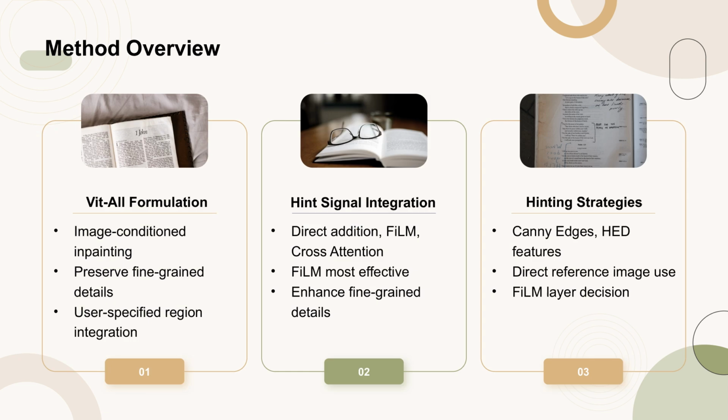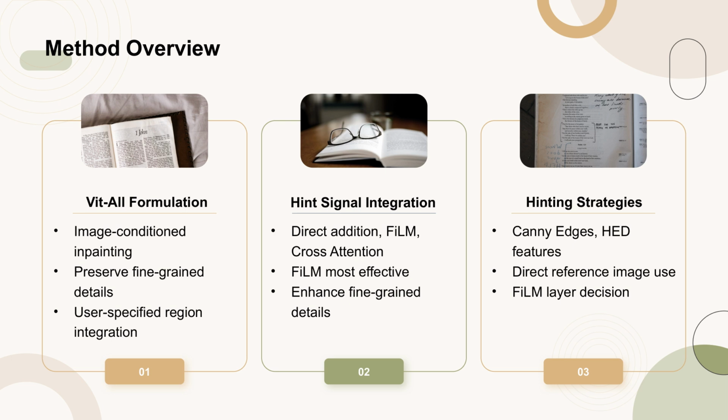The virtual try-all method is formulated as an image-conditioned inpainting task. This involves integrating a single product image into a user-specified region within another image, ensuring the preservation of the product's fine-grained details. To enhance this process, the authors explored different methods of integrating a hint signal into the main UNet. These methods include direct addition, feature-wise linear modulation, FiLM, and cross-attention.